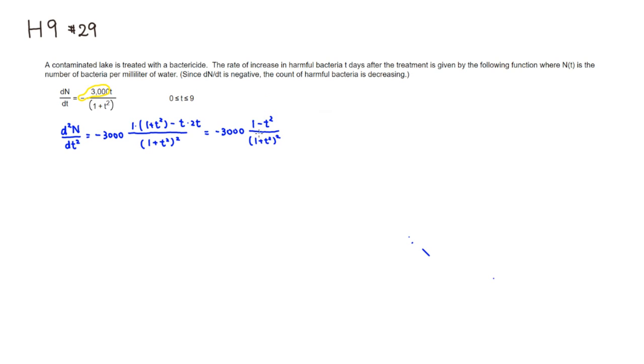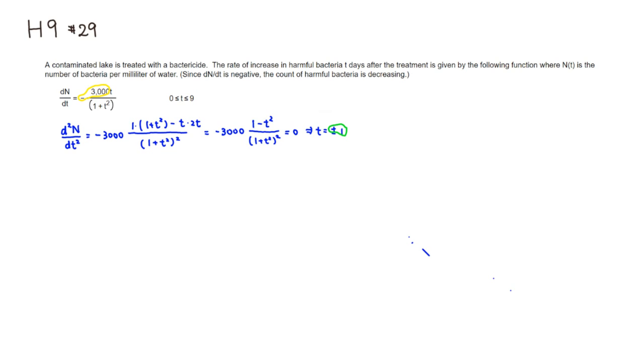So we set this equal to 0. We have to make 1 minus t squared equal 0, so t squared equals 1, so t is plus or minus 1. But in this case, t is between 0 and 9, so we only take the positive 1. That's the critical number.